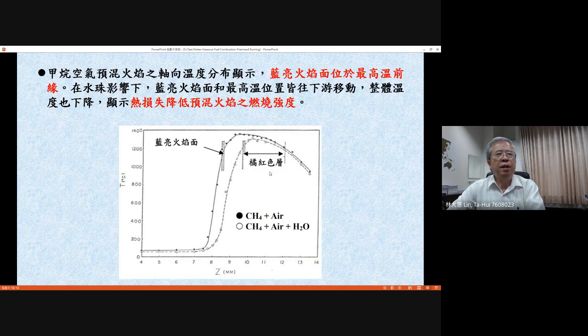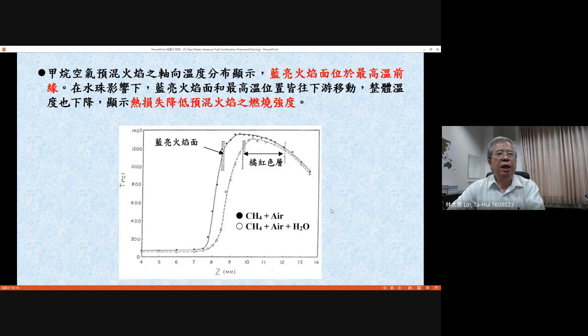When you do the comparison, you will find that overall the temperature profile of the methane premixture with water is lower than that for the methane premixture without water application. This tells you the influence coming from the water.